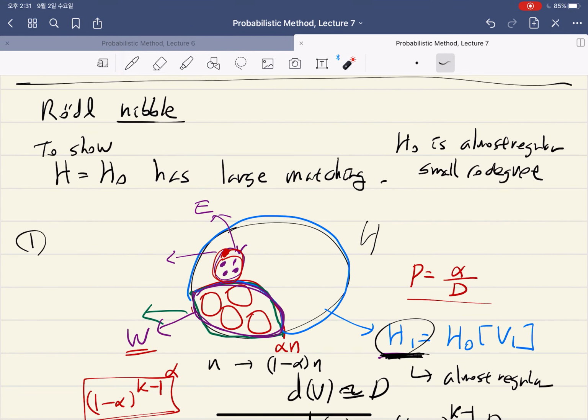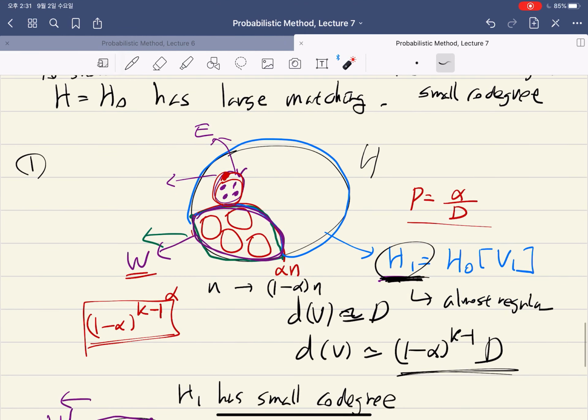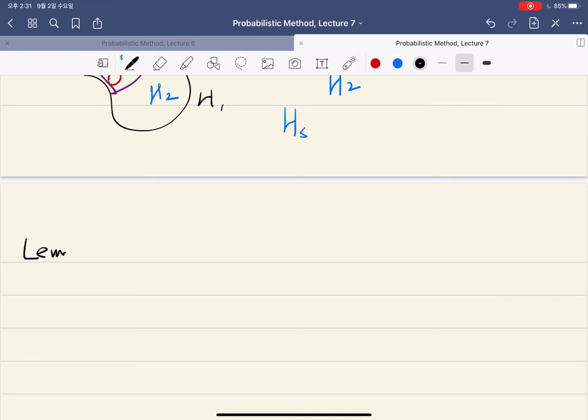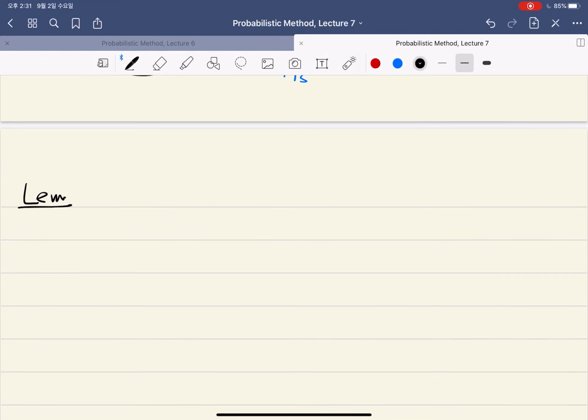So, as I already explained our strategy, we want to make each step. From here we have H0, then we can delete some, and then we can obtain H1, and then we want to repeat. So we want to encapsulate this one step into the following lemma. This lemma describes what happens in one step, and later we will apply this lemma repeatedly to prove the Pippinger theorem.